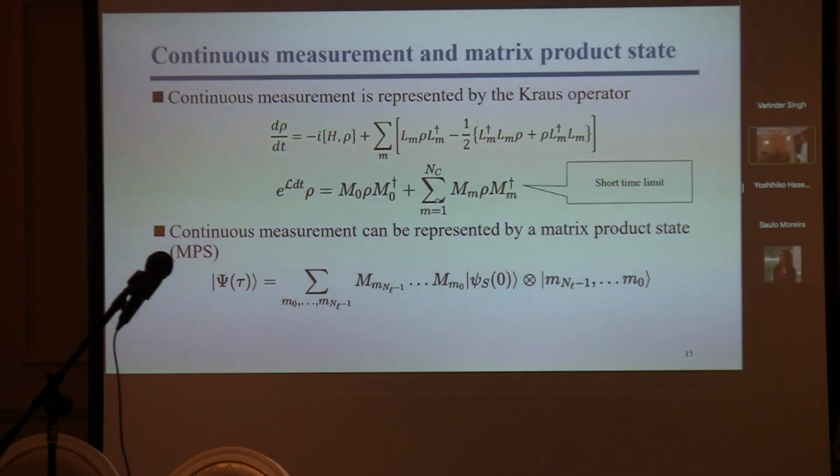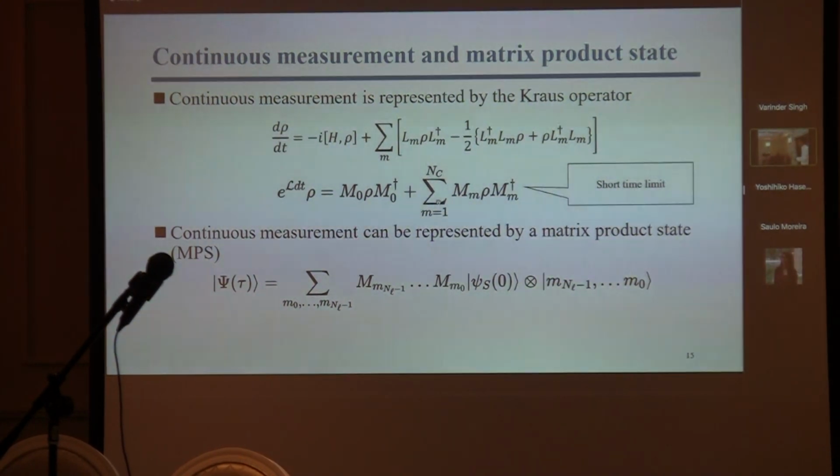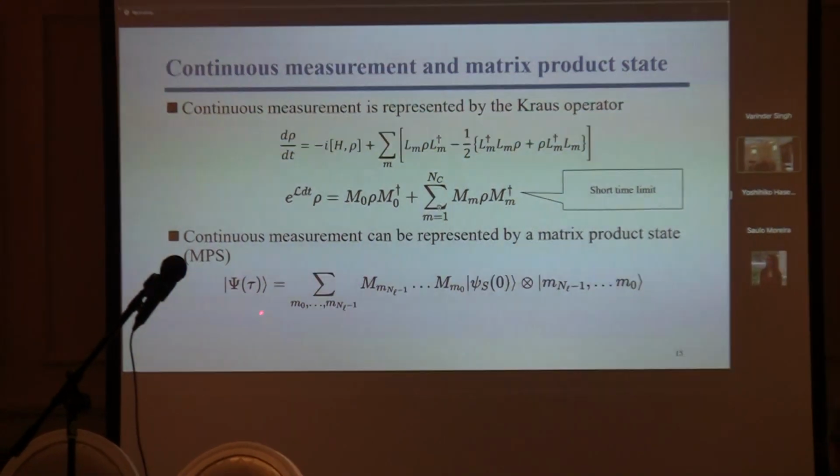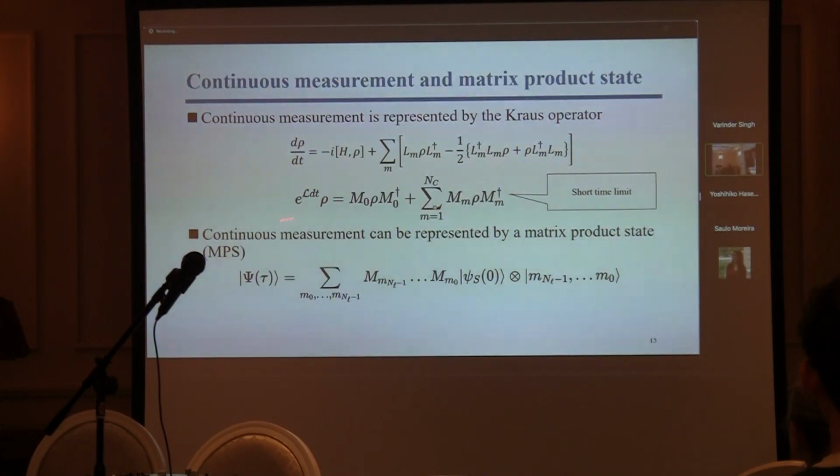And it is useful to represent continuous measurement as a matrix product state. This is the original Lindblad equation, and if we consider the very short time limit, the time evolution for a short time can be described by this Kraus representation, and here M_0 and M_m are Kraus operators. And using these Kraus operators, we can define the matrix product state corresponding to this continuous measurement, which is given by this one.